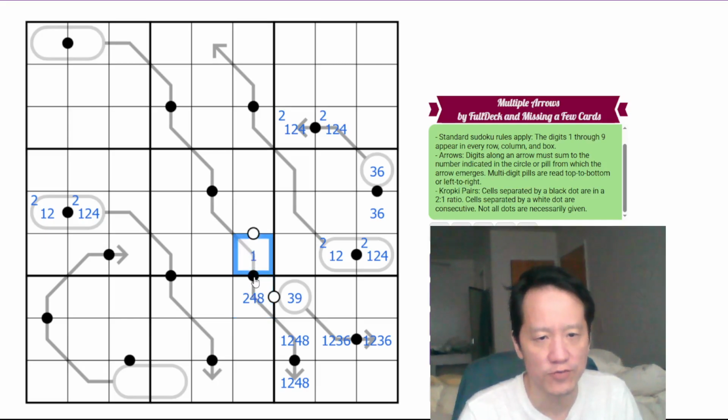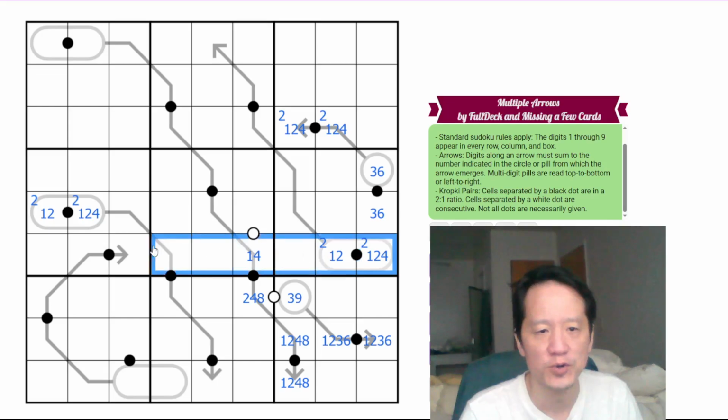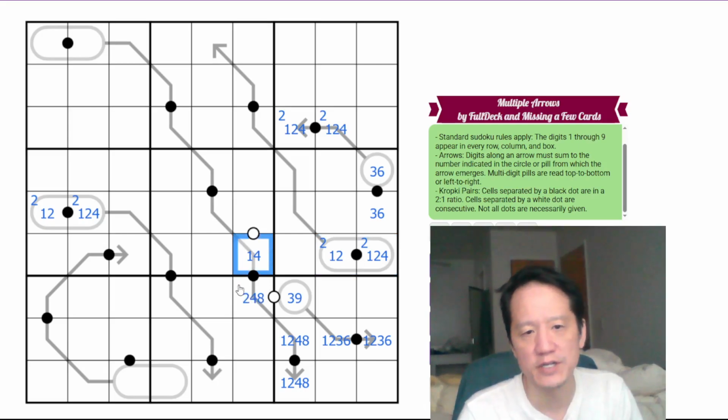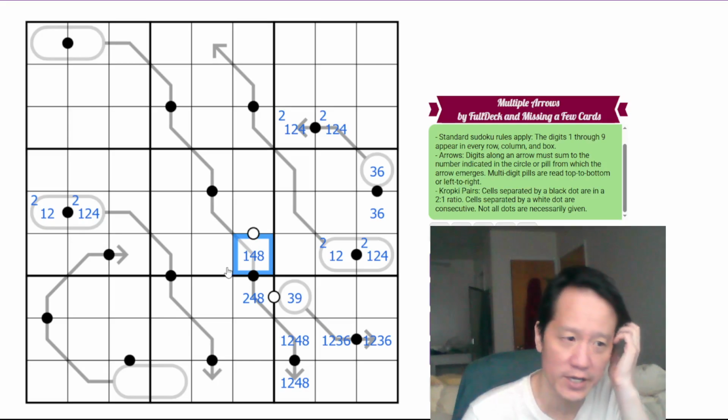2 could be with 1 or 4. 4 normally could be with 2 or 8, but the problem is 2, we know in the row, it has to be in one of these two cells. So it cannot be 2 and 8, it's specifically 1, 4, 8 here. And 8 can be with 4 in a 1 to 2 ratio.